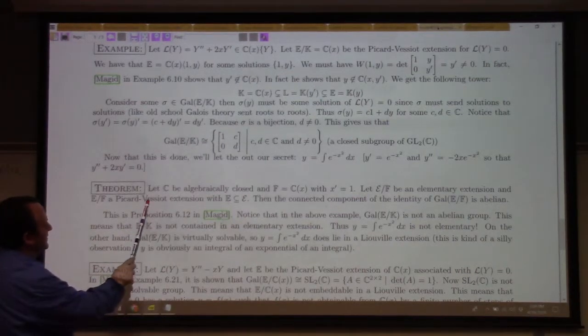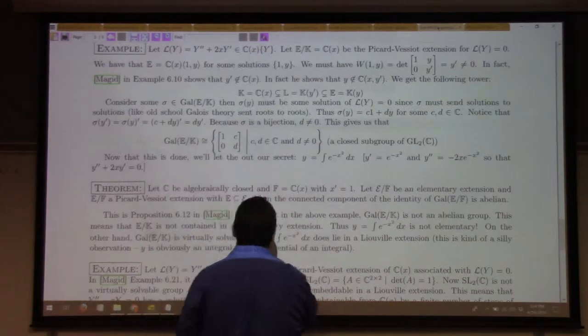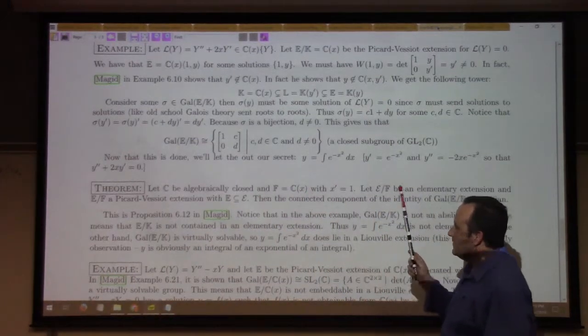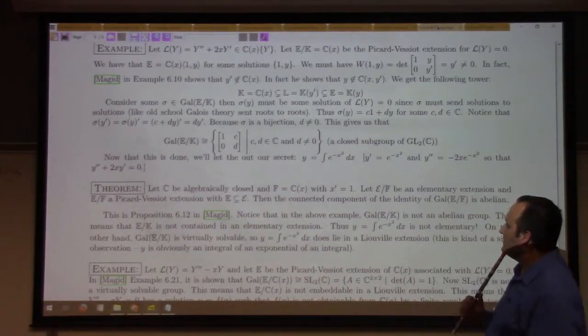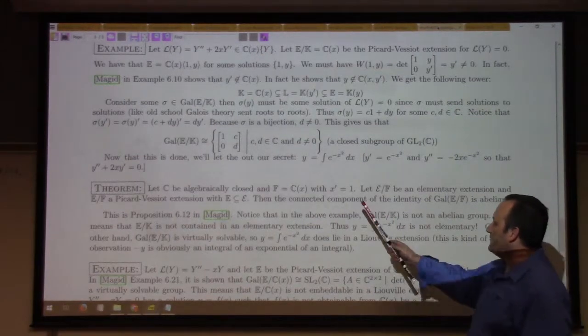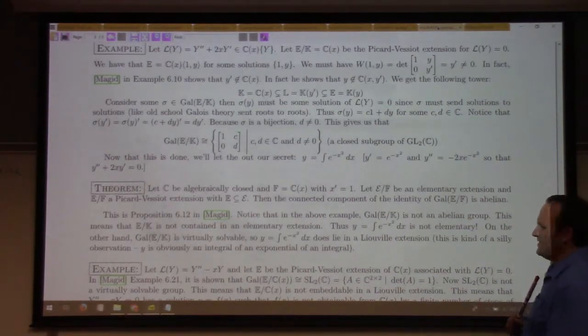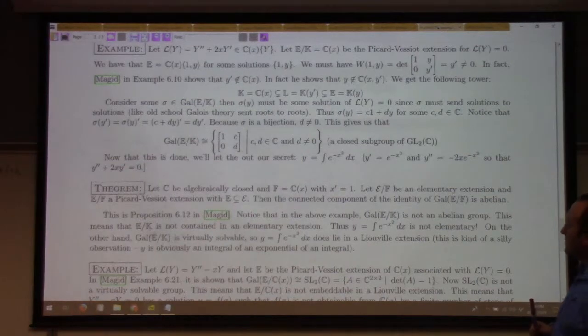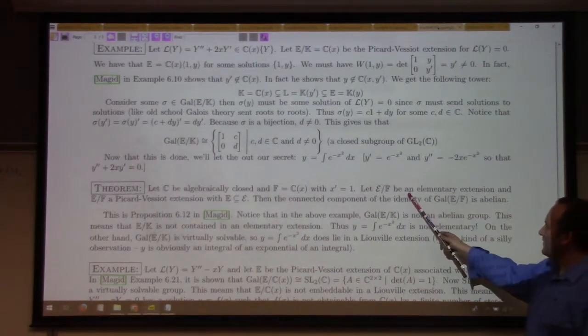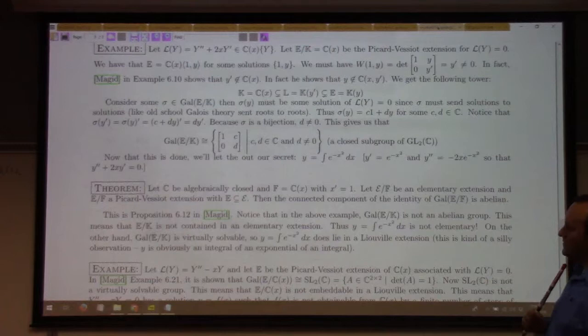Anyway, so let C be algebraically closed and F rational functions in X with the derivative of X being set to 1. So that's kind of like the usual thing, right? And let E over F be an elementary extension and E over F a Picard-Vessiot extension with E a subset of script E. Then the connected component of the identity of the Galois group is abelian.